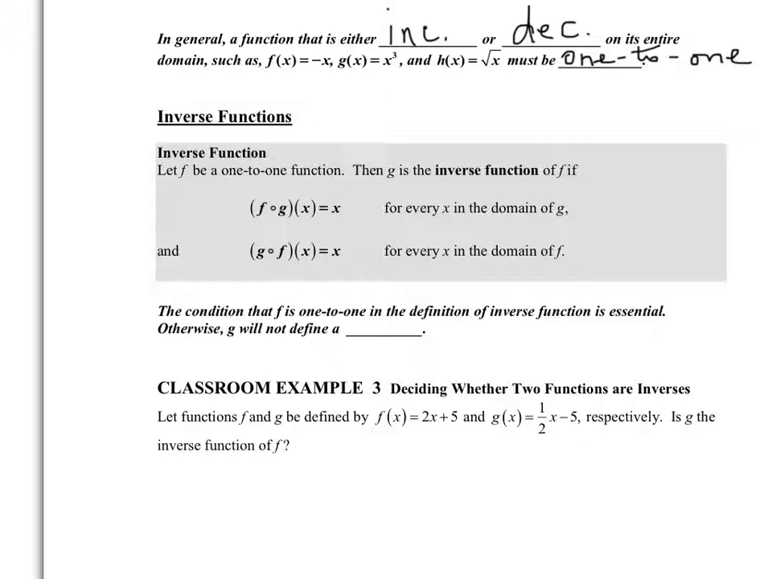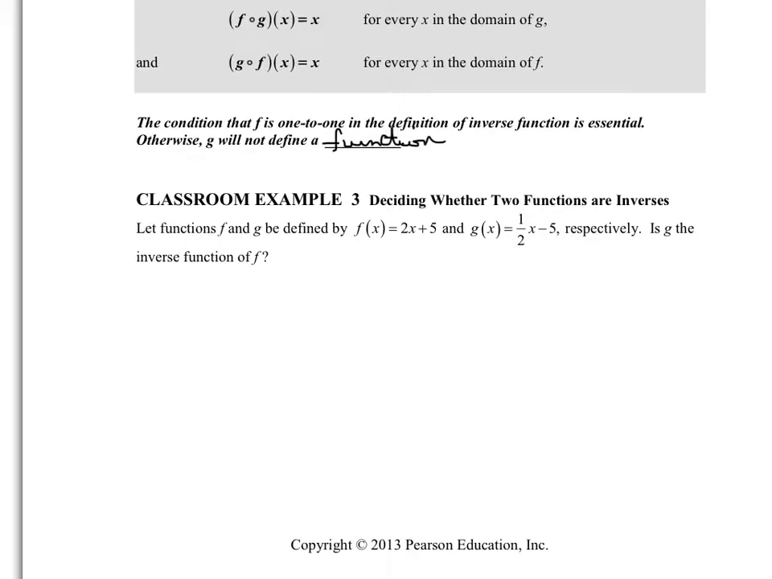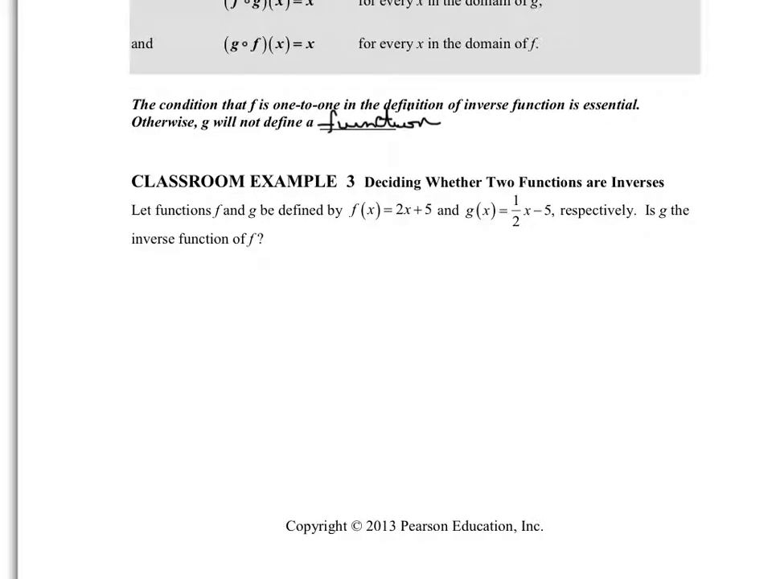Now notice in bold here it says the condition that f is one-to-one in the definition of inverse function is essential. Otherwise, g will not define a function. I could get an inverse, but it wouldn't be a function if the original was not a one-to-one function. So let's look at a quick test here to determine if these could be inverse functions of each other.